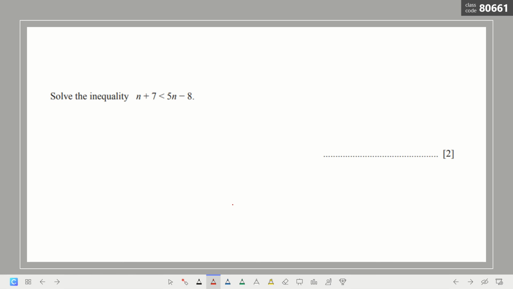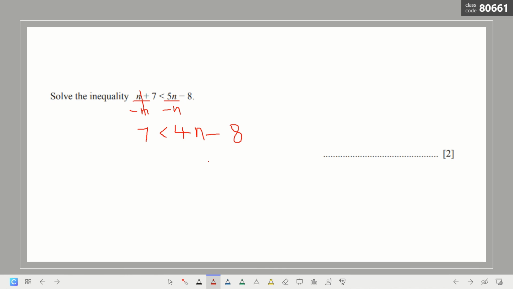Now the last question here: how can we solve this inequality? As you see, I have variables on both sides. The best way is to send the variable to the variable and number to number. That means I put first here minus n, minus 1n. So n minus n is 0, it becomes 7 less than 5n minus 1n, which is equal to 4n minus 8.